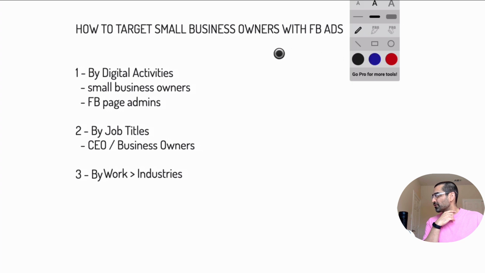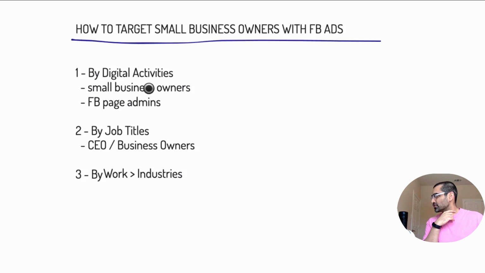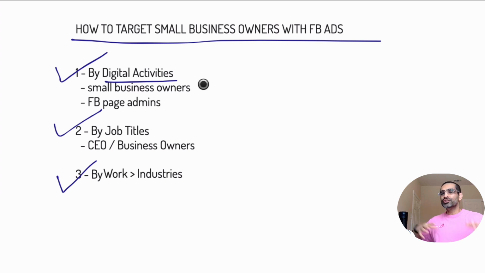So first of all, how do you target small medium business owners? There are three ideas I want to discuss or brainstorm with you in this video today. The first one is by digital activities. Facebook has categorized people into different digital activities. So people who are small medium business owners, that's what you want to reach out to with your Facebook ad, so you're able to target them.